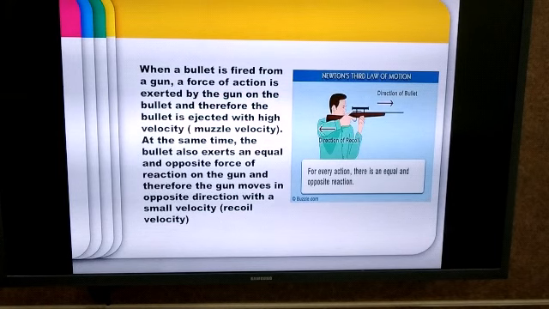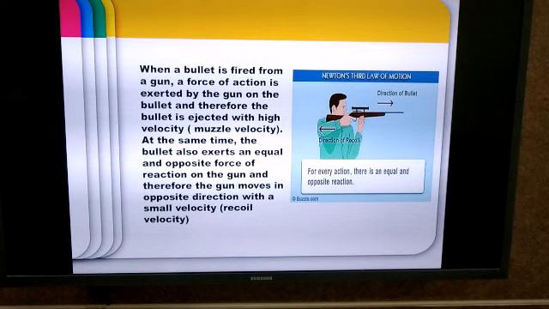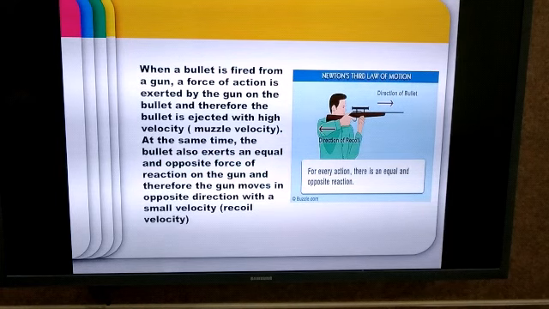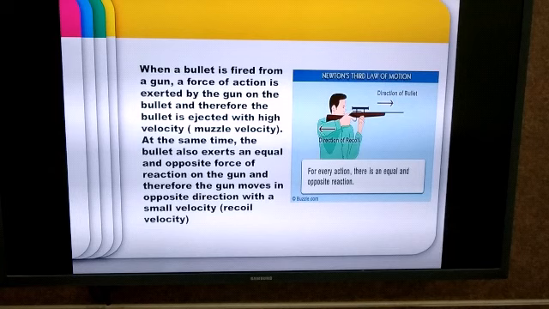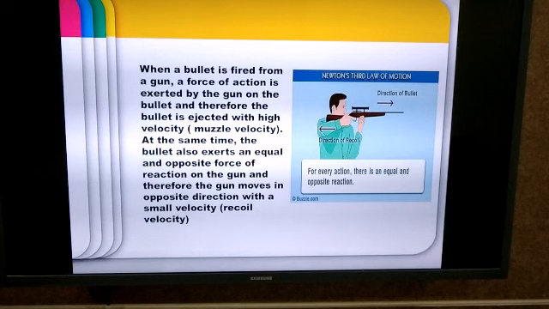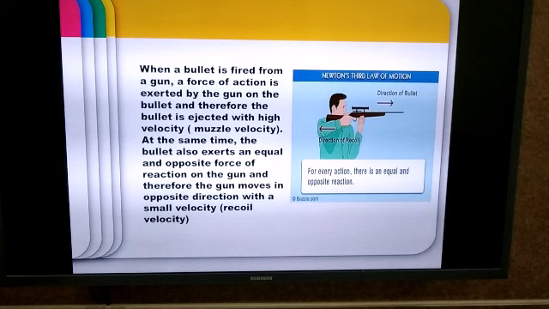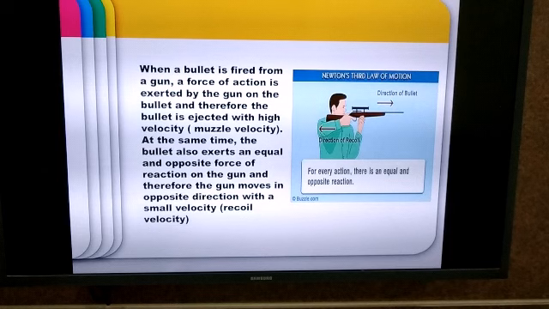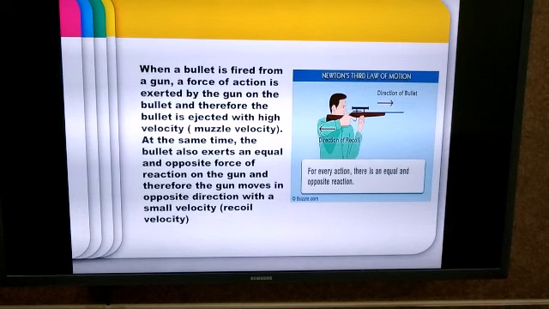Okay, so what is the force of action exerted by the gun on the bullet? The force of action, due to which the bullet moves in the forward direction. What is the force of reaction exerted by the bullet on the gun? The gun moves in the backward direction. Now we find that when the bullet is projected in the forward direction, it moves with a very high velocity, and this velocity is called the muzzle velocity. Whereas the gun moves back with a very small velocity, that is, the movement of the gun is opposite to the direction of the bullet, and this small velocity with which the gun moves behind is called the recoil velocity.